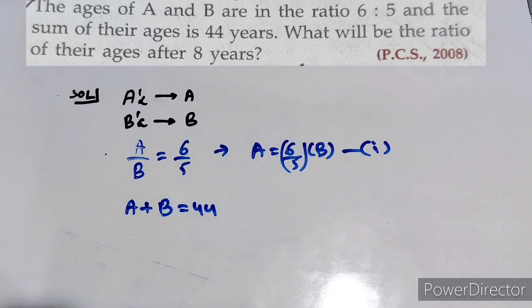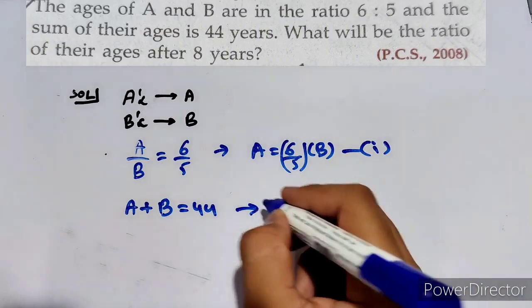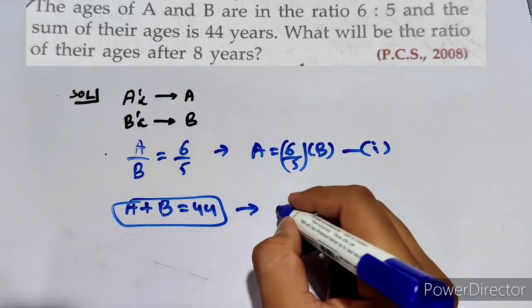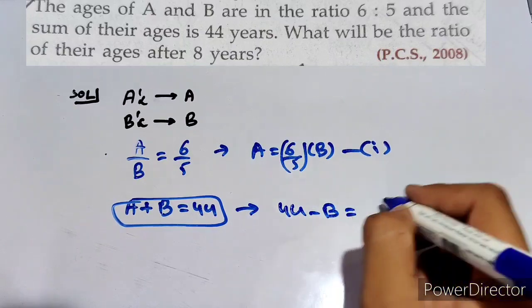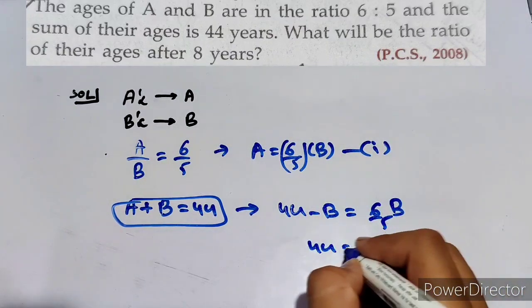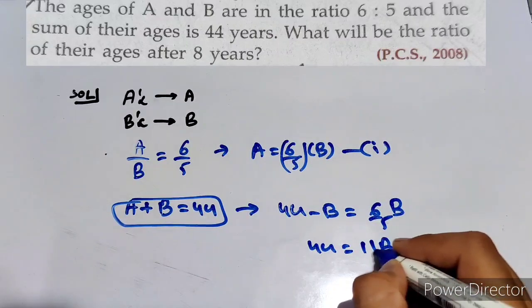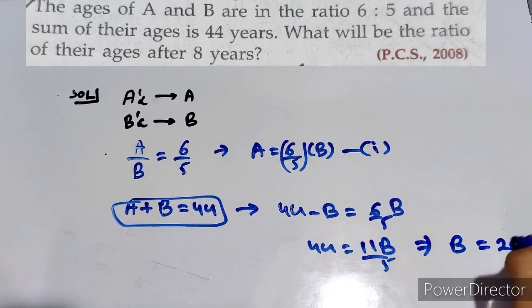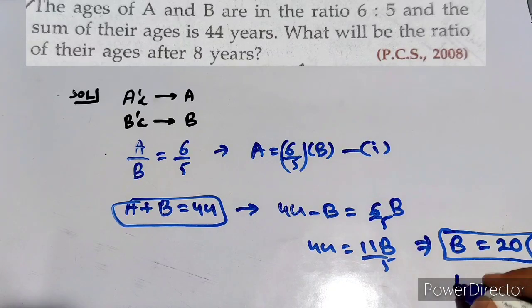So we have two equations and two variables, so we will get a and b. Let us solve for this, substituting this thing into the first portion. So 44 minus b is equal to 6 by 5 times b. 44 is equal to 11b by 5. This implies b is equal to 20. This gives b equals 20, and putting it in a will give a is equal to 24.